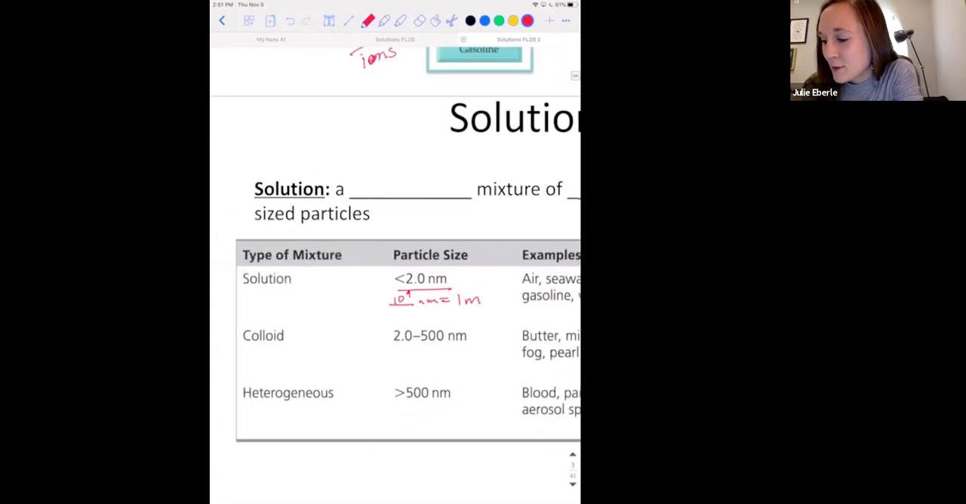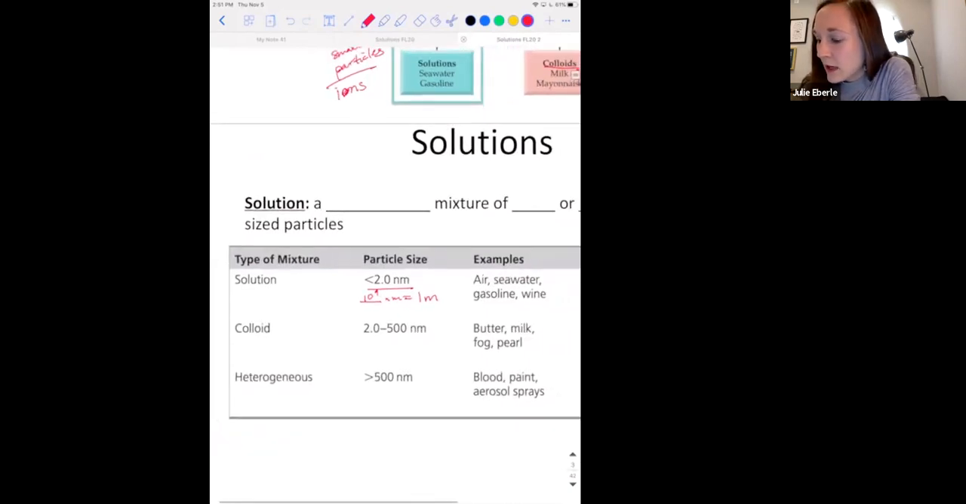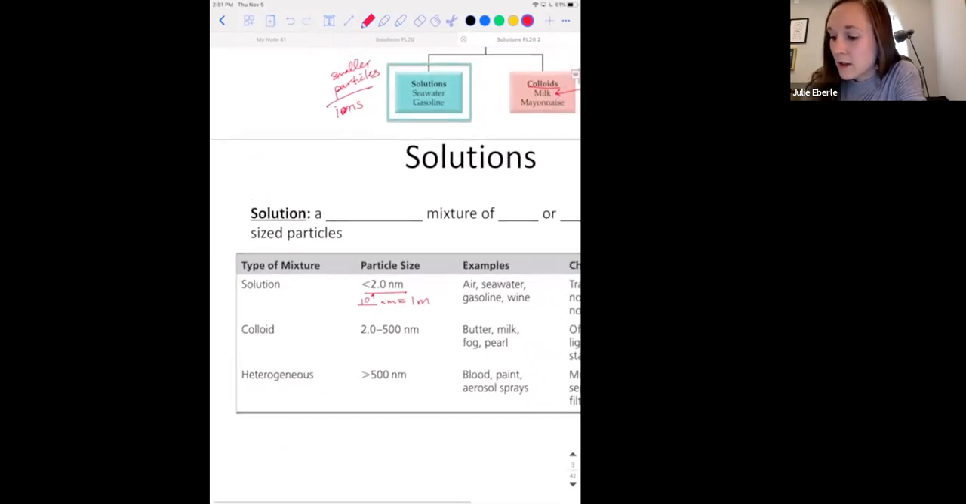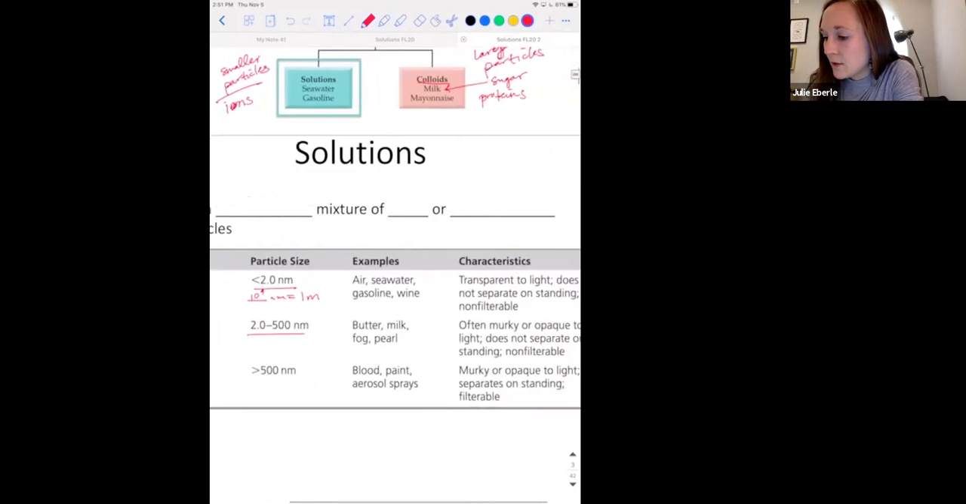So nanometers are really small. So hence solutions, the particles are barely there. They're just really small. Okay, there's some examples of different solution, colloid, or even heterogeneous mixtures and how they're different. Colloid, those particles are much bigger. And then here is what I want to get to, the characteristics.